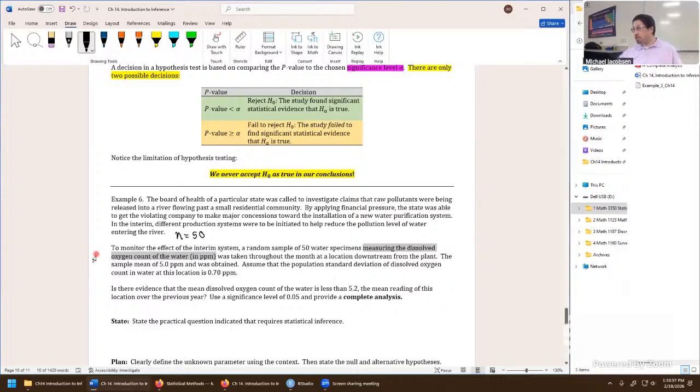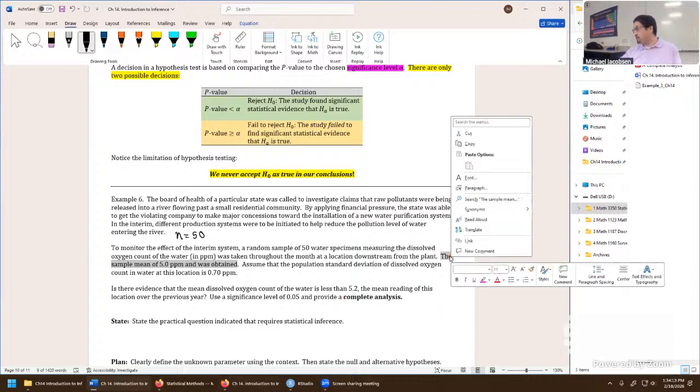Okay, so they're measuring dissolved oxygen count, parts per million. It was taken throughout the month at a location downstream from the plant. We're told that the sample mean of 5 parts per million was obtained. So that's the dissolved oxygen count for the 50 water specimens.